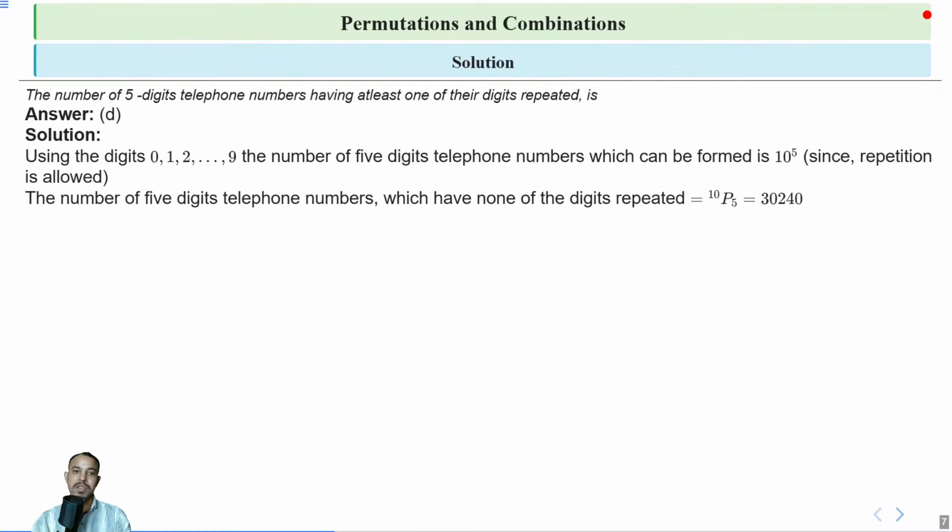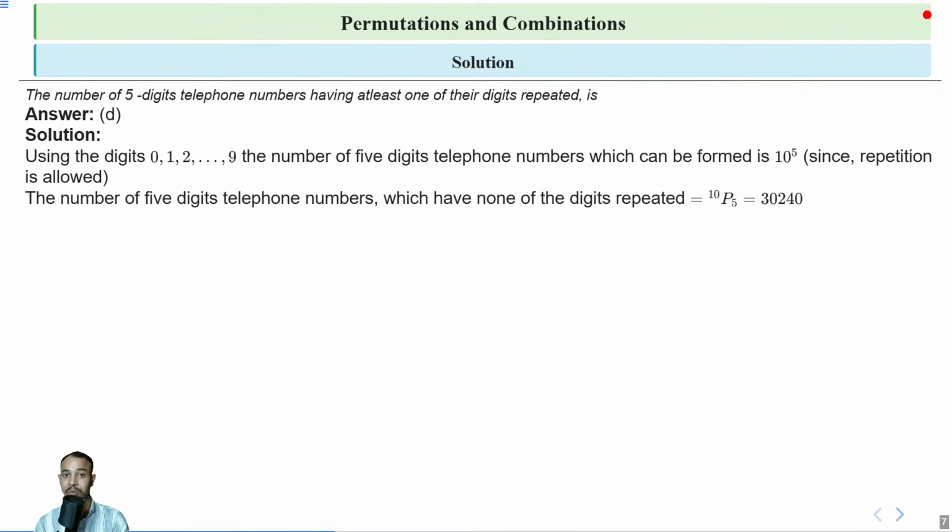Now find the number of 5 digit telephone numbers which have none of the digits repeated. So here you have to find the number of 5 digit telephone numbers which have none of the digits repeated.